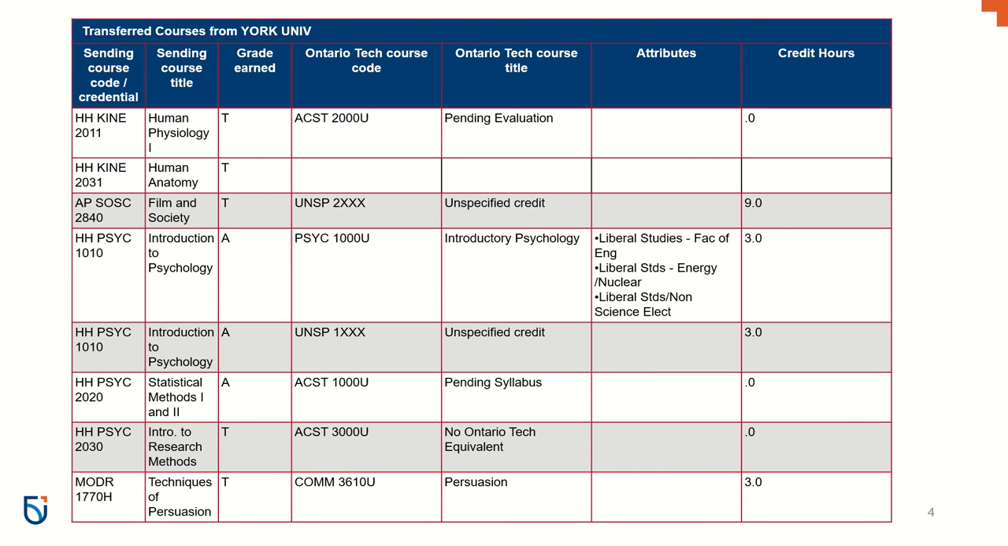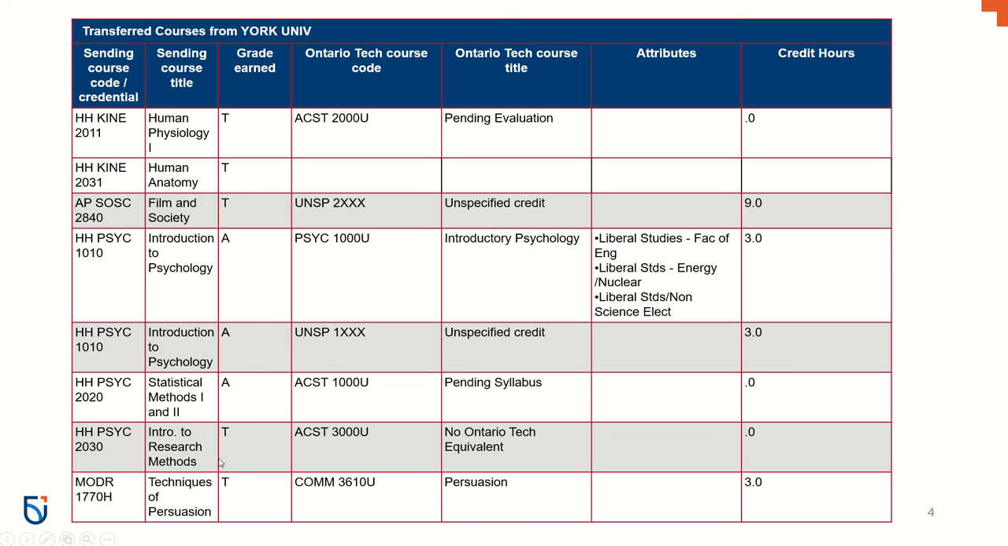So this is an example of your transfer credit assessment that you would see in your applicant portal. Here you can see that for the kinesiology, anatomy, and physiology courses, the status says pending evaluation. That means it's with the faculty right now. Then here you can see they've received some credits for Film and Society, for Intro to Psych, another Intro to Psych. And for statistical methods, it says pending syllabus.